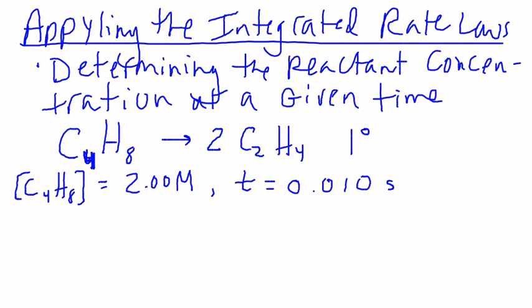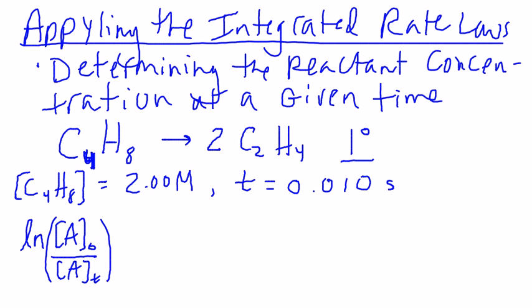Well, the first thing we do is we realize that as a first order reaction, we use the first order integrated rate law, which is expressed as the natural log of A naught over A at time t is equal to k times t. The other thing we're going to need to know, of course, is the rate constant. And you are given that information. You're told that the rate constant is 87 seconds to the minus 1.